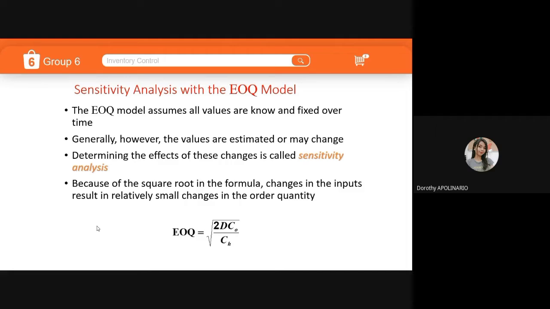Next is the sensitivity analysis with the EOQ model. The EOQ model assumes all values are known and fixed over time. Generally, however, the values are estimated or may change. Determining the effects of these changes is called sensitivity analysis. And because of the square root in the formula, changes in the inputs result in relatively small changes in the order quantity.